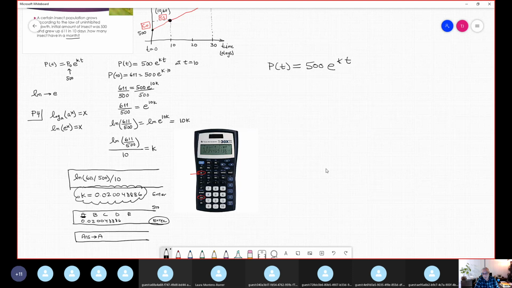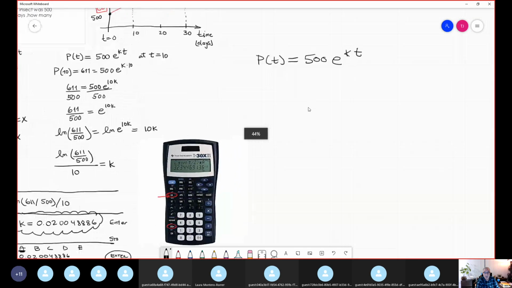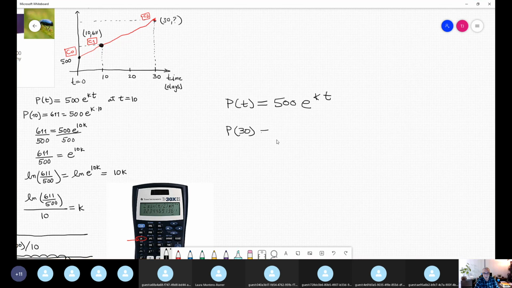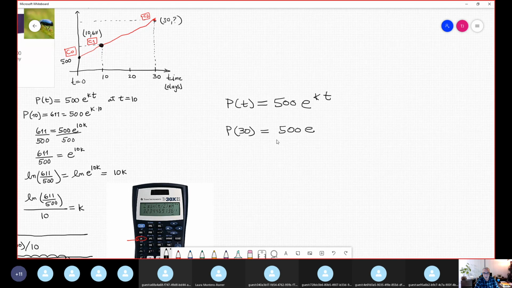So you can copy it on a piece of paper and type it again, no? But I recommend using the memory. Because I need 30 days. So the population at 30 days is our final answer. It is equal to 500 e to the K times 30, no?